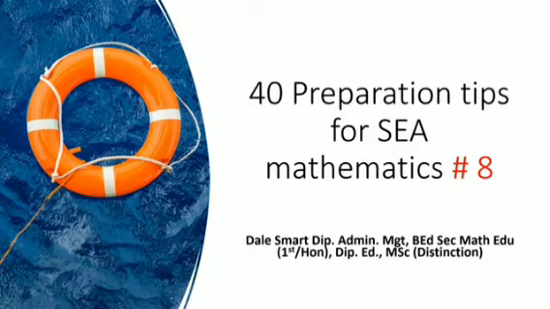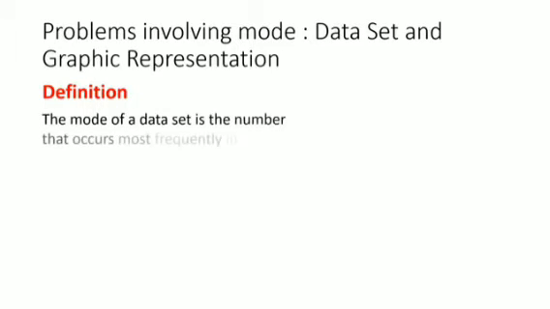Here is tip number 8. In today's tip, we'll be looking at solving problems involving the mode of a dataset and the mode of a graphic representation of a dataset. Let us first start with a definition for the mode. The mode of a dataset is the number that occurs most frequently in the set.